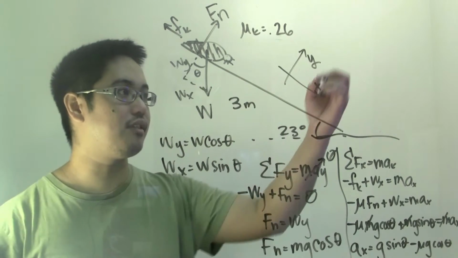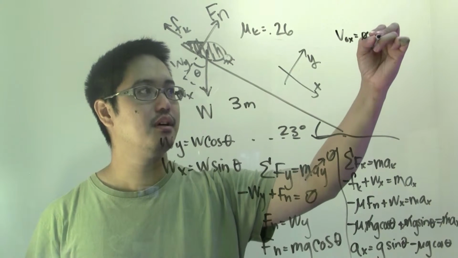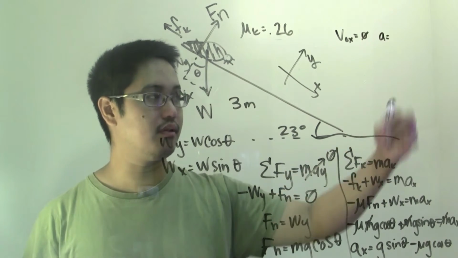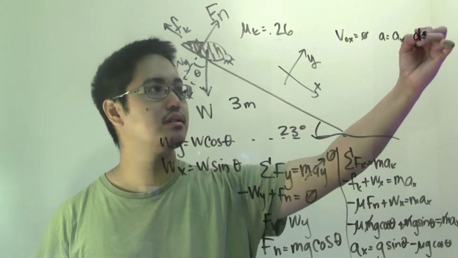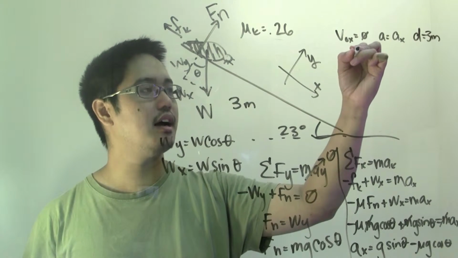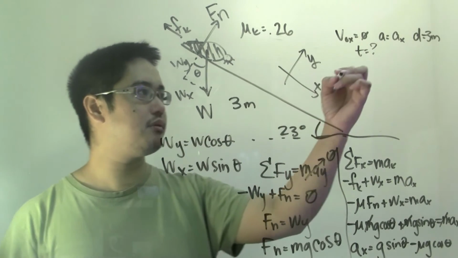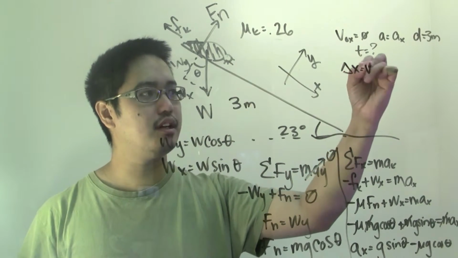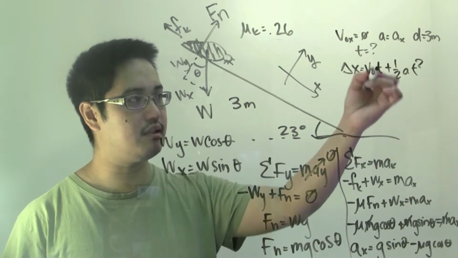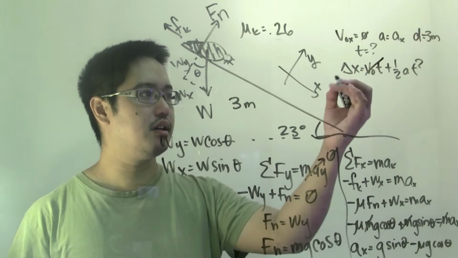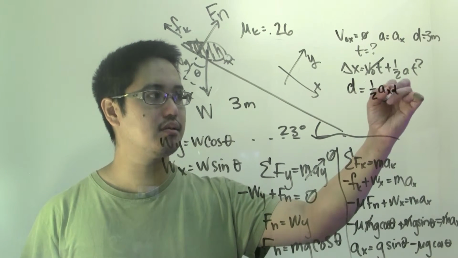If I know the distance, I know the velocity. Maybe we'll assume that his initial velocity in the x direction is 0. His acceleration is whatever that a_x is, from the bottom. His distance is 3 meters. His time is what I want to figure out. Which equation would I use? I think I would use delta x equals v naught t plus 1/2 a t squared. It's nice because v naught is 0, so I can cancel that out. This is d, so d equals 1/2 a_x t squared.